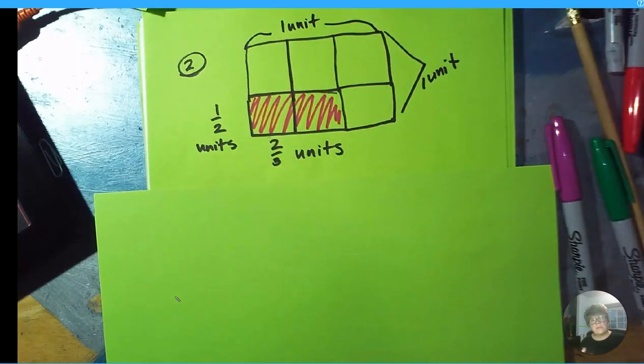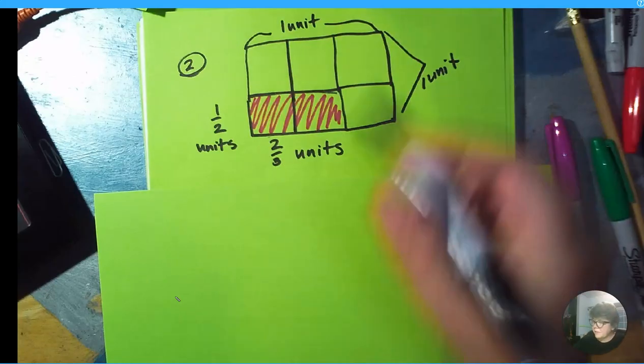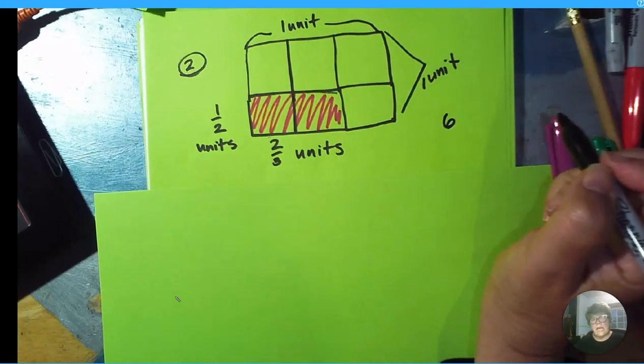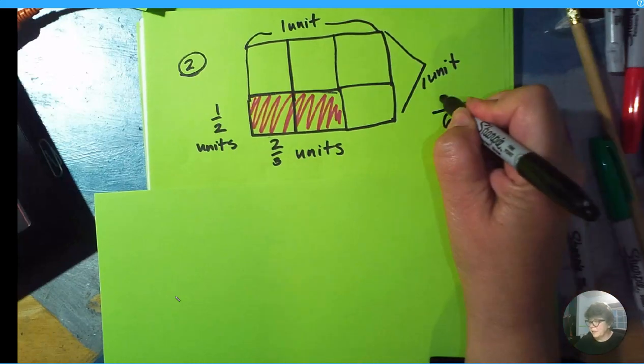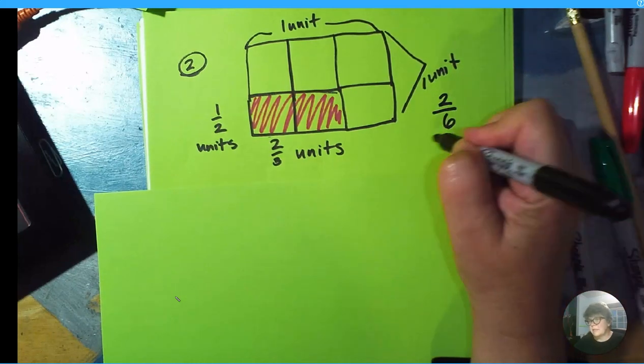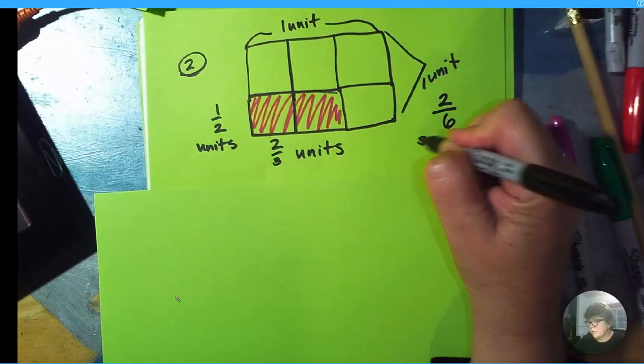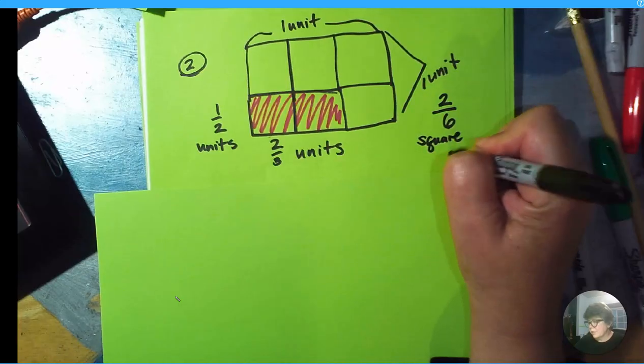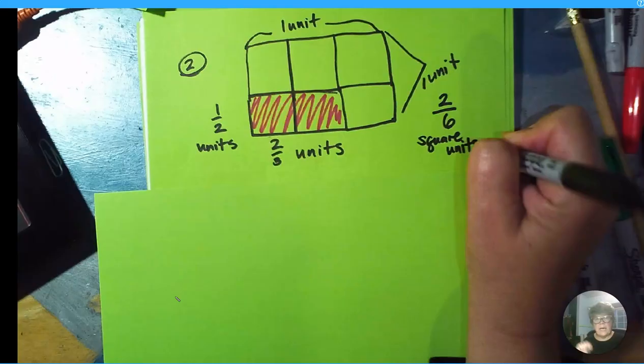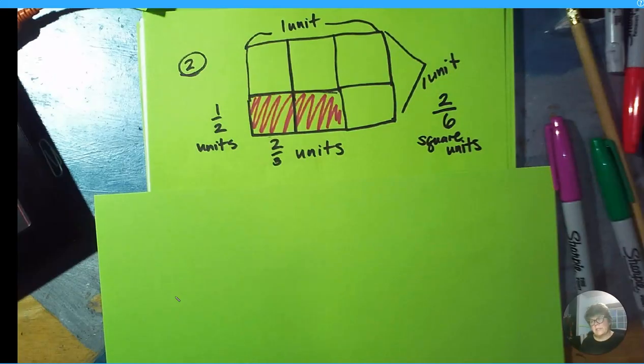And how many pieces do I have that are colored in? 2, right? You can see the 2 pieces are colored in, but how many parts do I have all together? I have 6 parts, right? And 2 of them are colored in. So that means that it is 2/6 square units would be my area of that tile.